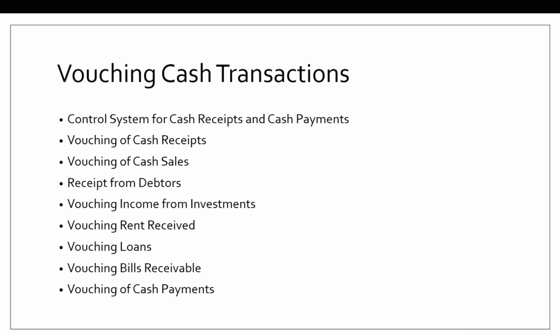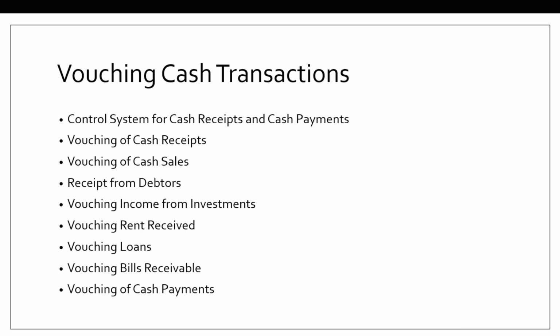Next, we'll take a look at what is the control system for cash receipts and cash payments. Control system for cash receipts and cash payments. Cash transactions in general may be divided into two types, namely cash receipts and cash payments. Separate control systems exist for each type of cash transaction.